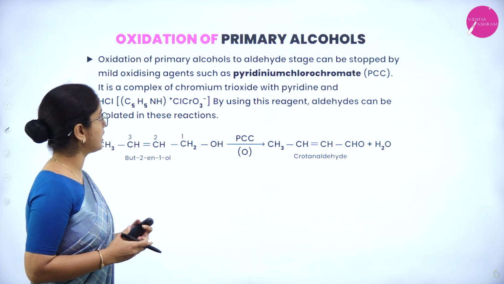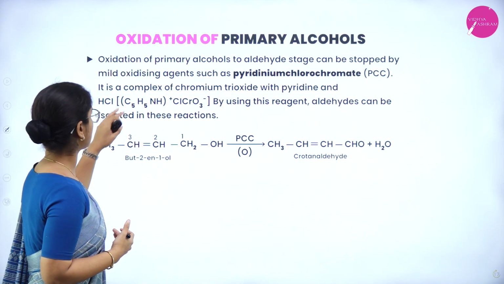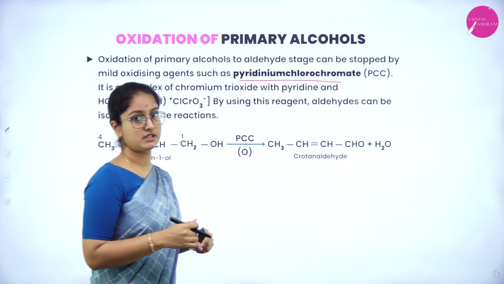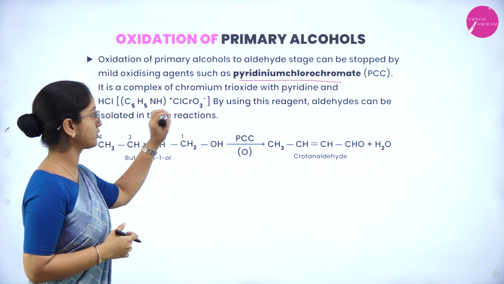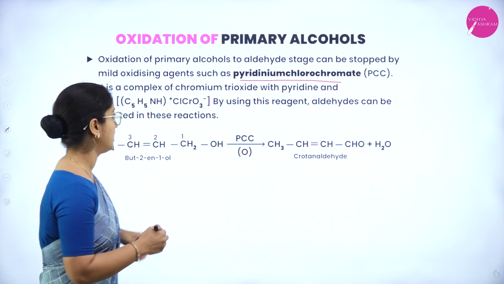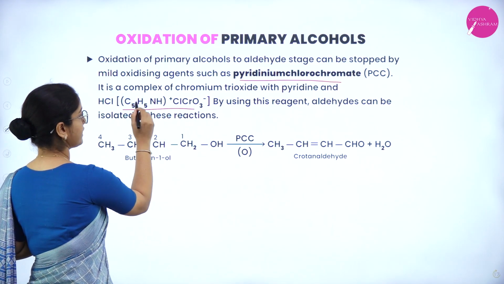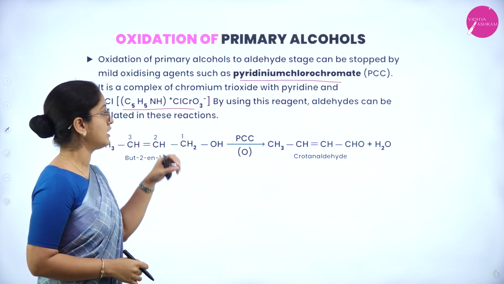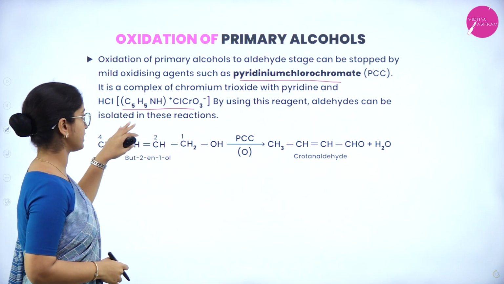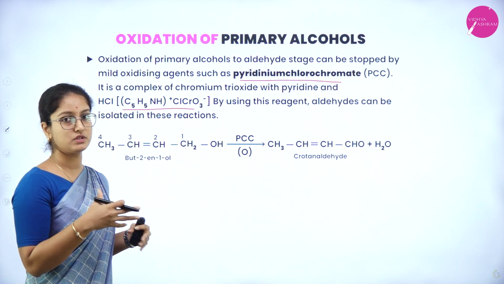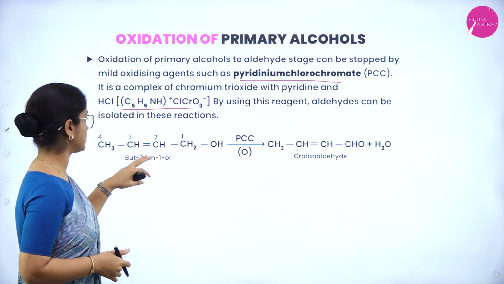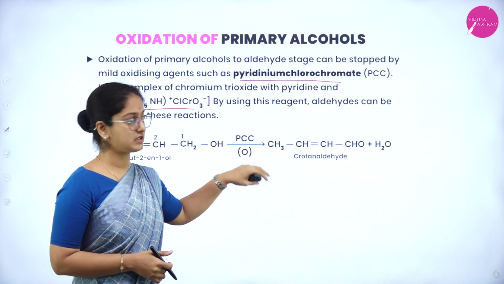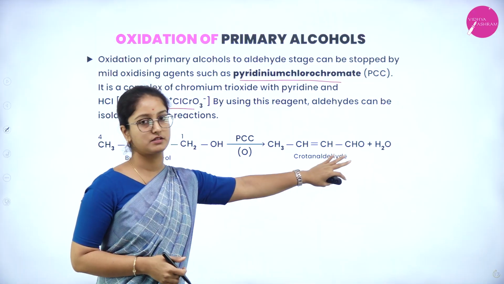Next, oxidation of primary alcohols can be stopped at the aldehyde stage by mild oxidizing agents such as pyridinium chlorochromate, called PCC. It is a complex of chromium trioxide with pyridine and HCl. The complex is C5H5NH+ ClCrO3-. By using this reagent, aldehydes can be isolated in these reactions, rather than directly producing carboxylic acid. Here is an equation: but-2-en-1-ol plus PCC on oxidation gives crotonaldehyde plus water.